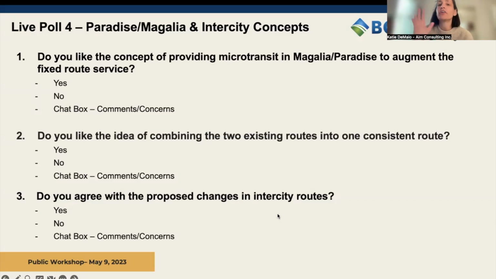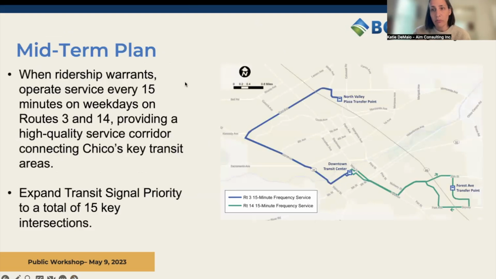So with this poll, we have 100% that like the concept of providing microtransit to augment the fixed route service. 89% likes the idea of combining the 2 existing routes into the one consistent route. And then about 60% agree with the intercity route changes, which is fantastic. Really love to see that. So again, thank you all for participating in our polls. I'm going to bring it back to Gordon, but I'll be back here in just a few for our question and answer session. Right. Yes, and I have 3 more slides. So we're going to get there.